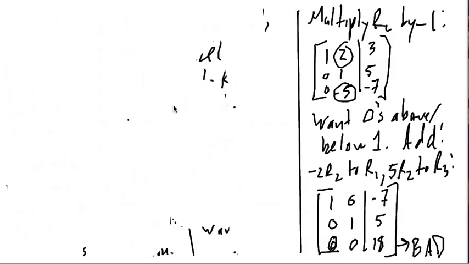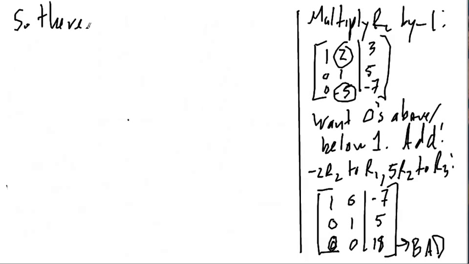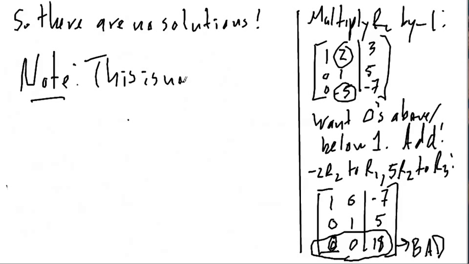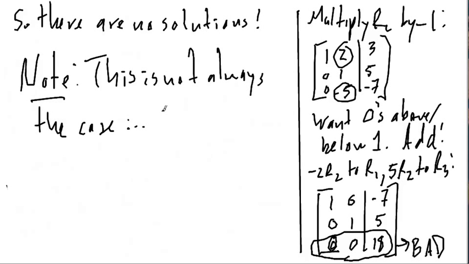But let's see what I wrote. This is bad. We're just done. So there are no solutions, because of that row. Let's note that this is not always the case, that more equations than variables has no solutions.